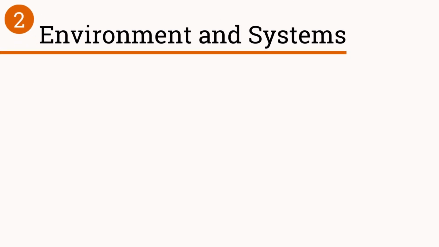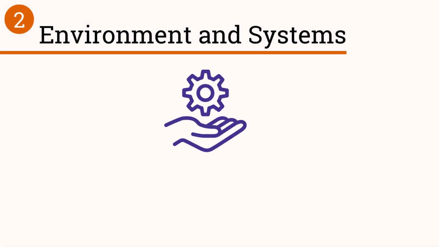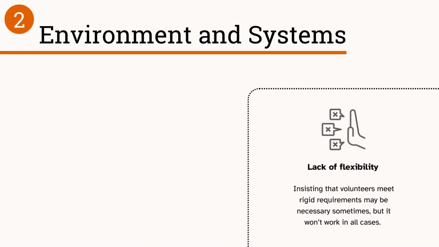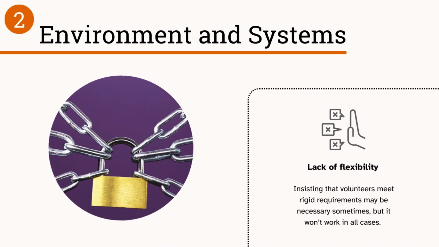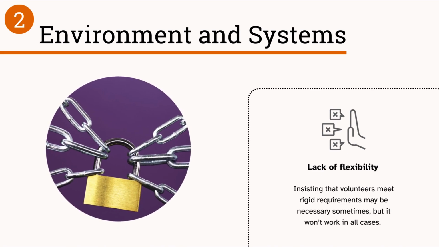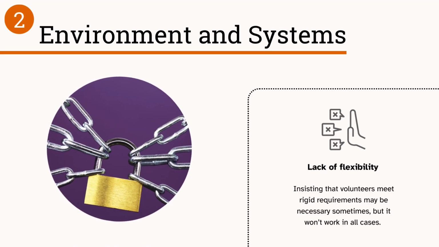Environment and systems barriers exist within an organisation and its operations. For example, lack of flexibility. Insisting that volunteers meet rigid requirements on what, how, and when things need to be done may be necessary sometimes, but it will not work in all cases.